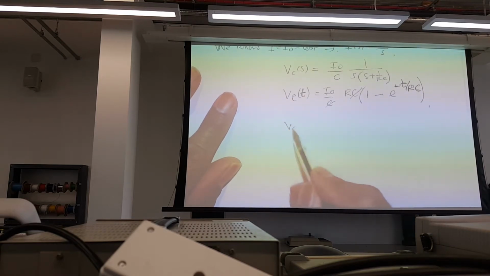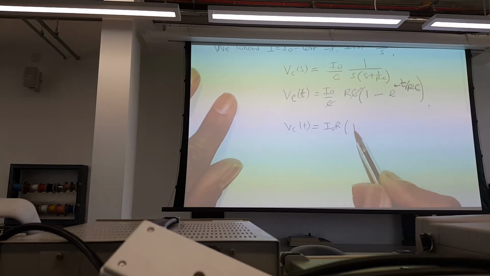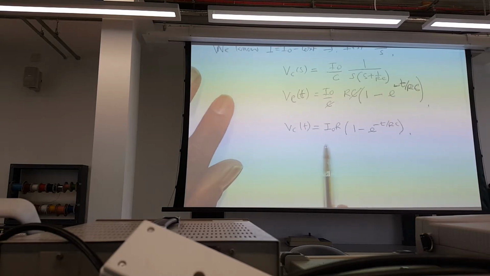I'm going to try and plot Vc as a function of time equals I naught R into 1 minus e to the minus t upon RC. Well, of course, we know that I naught R, you see that I naught R there? That's got units of volts, just like this has got units of volts. So we know we're onto a winner here. We know that this is probably right, because resistance times current is volts. And this is just a number, isn't it? You've got 1 minus another number in here.